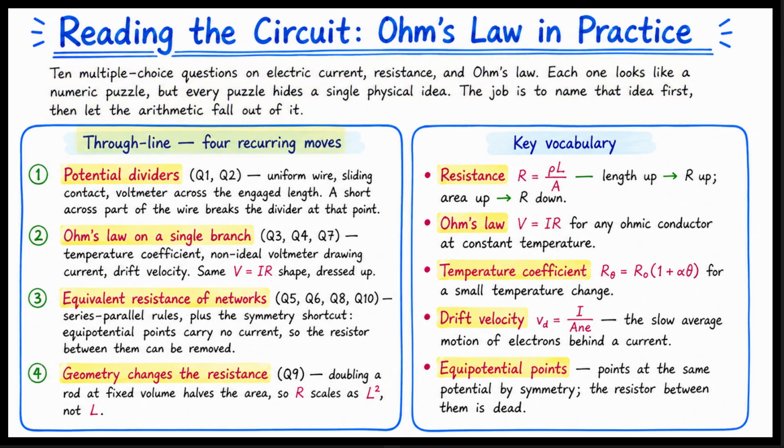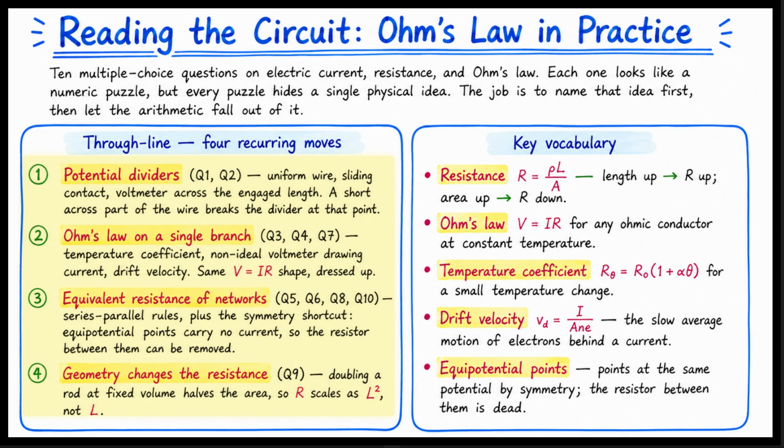These 10 questions split cleanly into 4 recurring moves, and once you see the pattern, you'll start recognizing it on sight. First, potential dividers, that's questions 1 and 2, a uniform wire with a sliding contact, a voltmeter across the engaged length. The classic trick there is a short across part of the wire, which breaks the divider at that point. Second, Ohm's law applied to a single branch, questions 3, 4, and 7. Temperature coefficient of resistance, a non-ideal voltmeter drawing current, drift velocity, same V equals IR shape, just dressed up differently.